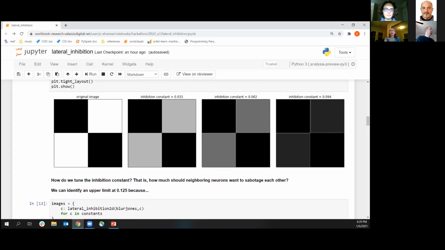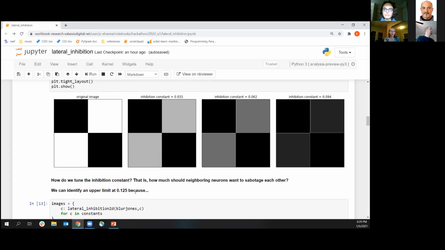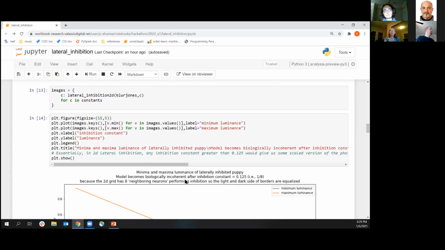I want to talk a little bit about how we would select this inhibition constant now. How much should we want the neighboring pixels or neurons to be sabotaging and inhibiting each other? We can pick at least an upper limit of 0.125 for this case. And you might have already figured out why that's the case. I'll show you right now.